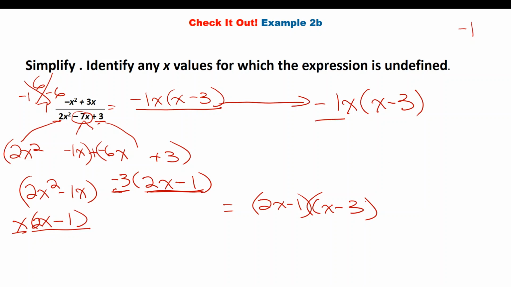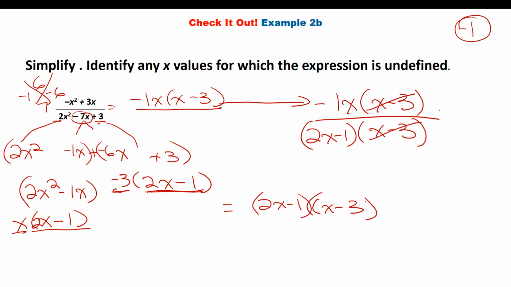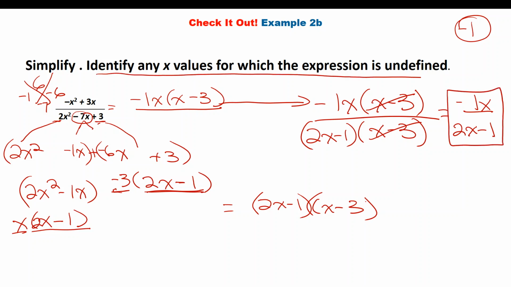So in the end, I have a -1x times x minus 3, which was this part right there, divided by 2x minus 1 times x minus 3. So I already dealt with my minuses. So now these will cancel out nicely, and my simplified expression is -1x over 2x minus 1. So there's the simplified. The next part, we need to identify the x values for which the expression is undefined.